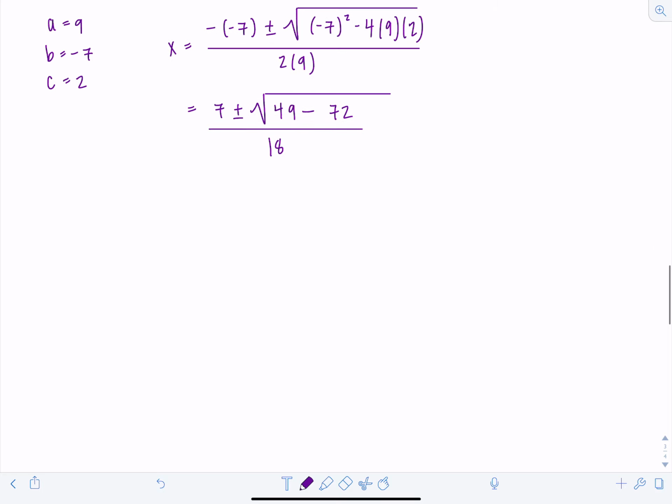Great. Now, underneath the radical, you might notice this is different than all the other examples. We have 7 plus or minus the square root of 49 minus 72, which is -23, over 18. And depending on what kind of algebra class you're taking, if you haven't learned imaginary numbers, then you would just stop here and say no real solution. But if you have gone over imaginary numbers, then you would simplify further.